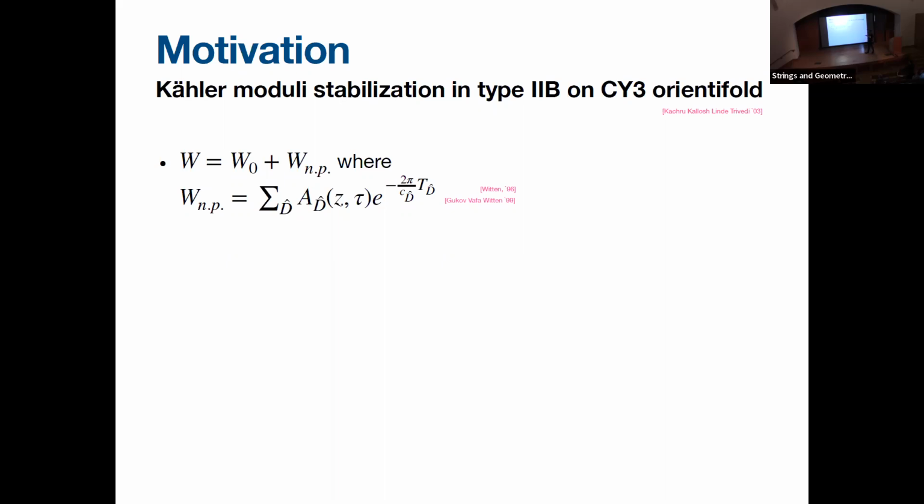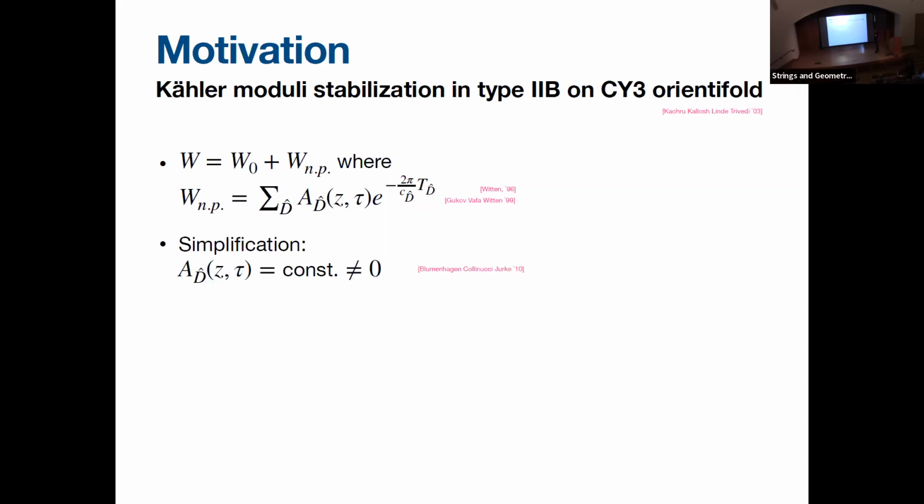So at leading order, one can expect the superpotential to take the following form. This is a schematic expression for the non-perturbatively generated superpotential. The sum depends on some choices of divisors that I denote by D-hat. These are prime toric divisors inside of the Calabi-Yau threefold orientifold. Here you have the so-called Pfaffian prefactor, and then there's some exponential dependence on the complexified volume of these divisors.